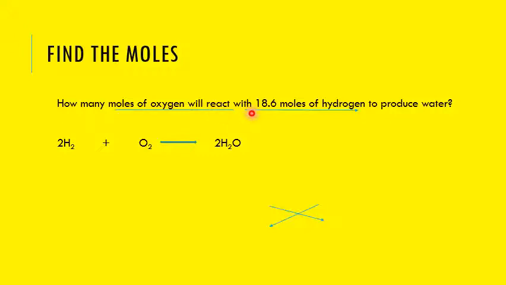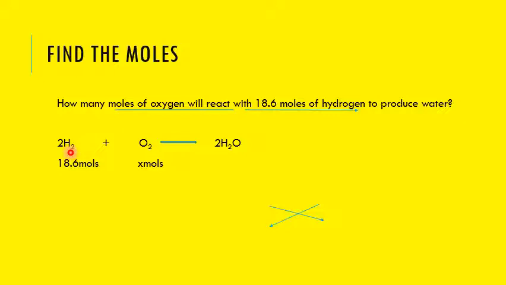All right, so how do we know which is which? So 18.6 moles of hydrogen, where do I put it? Let's look for the hints. How many moles of oxygen will react? That word react is telling us that it is a reactant. So that's our X, right? And then react with 18.6 moles of hydrogen. So it's going to react with hydrogen. That means 18.6 moles of hydrogen is also a reactant, okay? So we're going to put that information inside of our equation.